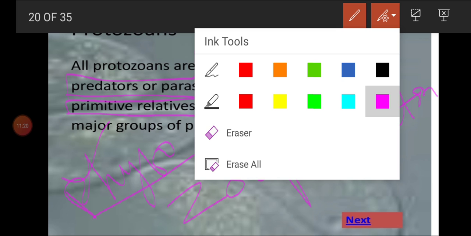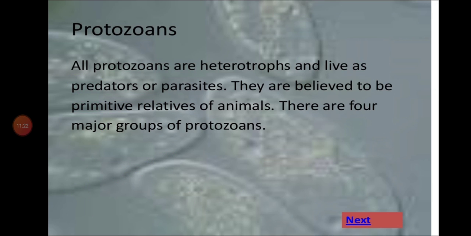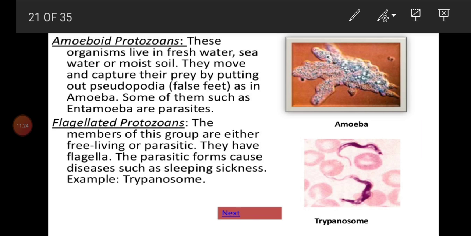Next we'll move on to the next slide. So here only 4 types, children. Under protozoan also we have 4 types. So we are going to learn protozoan. What is protozoan? Single celled eukaryotic animals. And here are 4 categories. First we'll start with the amoeboid protozoan. What do you mean by amoeboid protozoan?